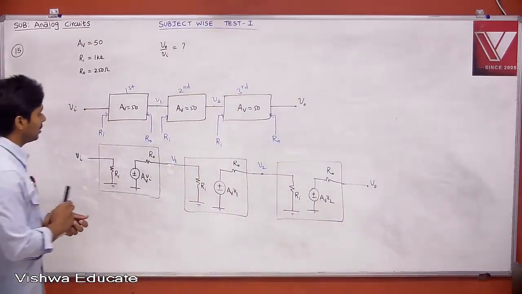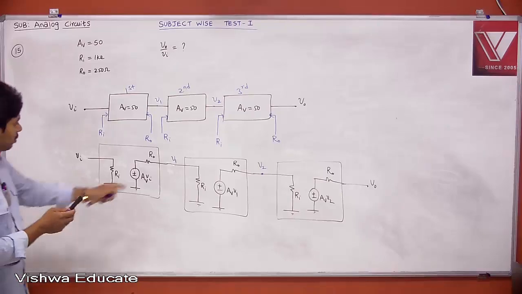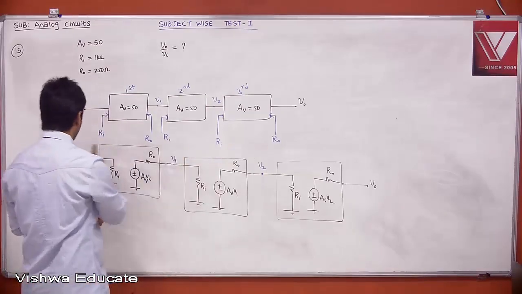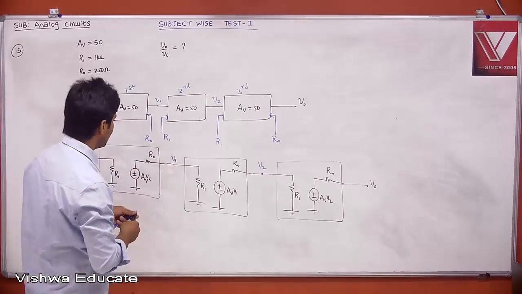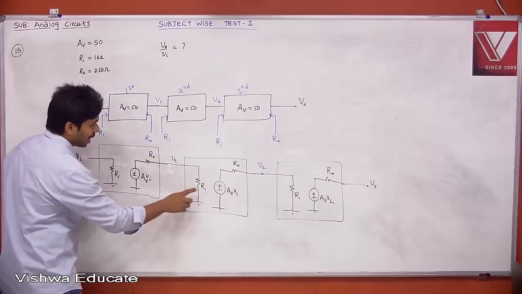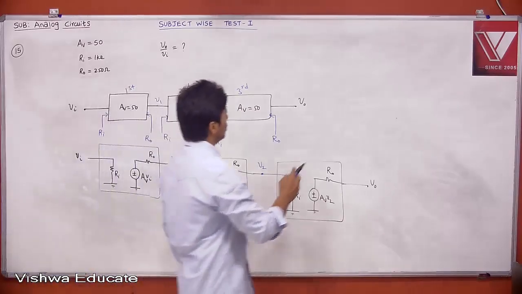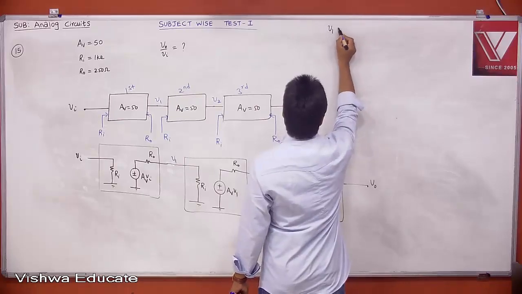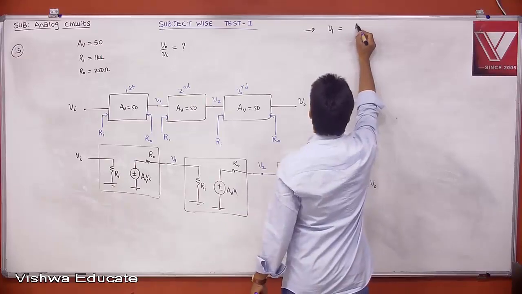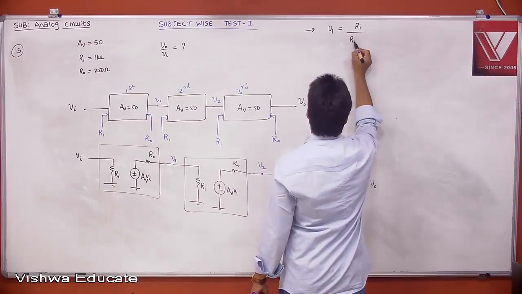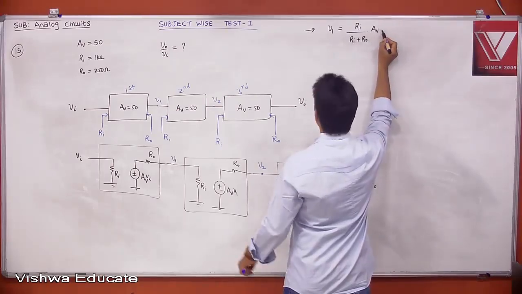Okay, let's calculate. It is simply network analysis, right? Therefore now tell me what is your V1? Ultimately we want V0 divided by Vi. That is your ultimate voltage gain, the effective gain. V1 is nothing but a potential divider network, right? Ri divided by Ri plus R0 into AV into Vi. Therefore V1 is equal to Ri divided by Ri plus R0 into AV into Vi.